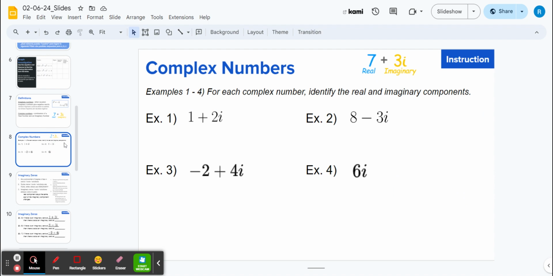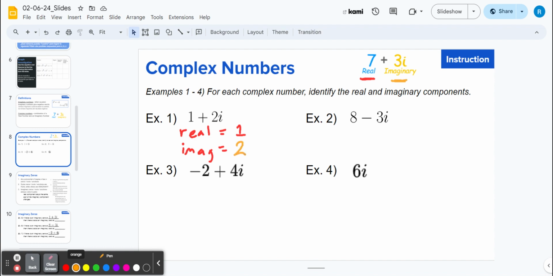Before we apply this to our polynomials, let's examine what these complex numbers look like, really firm up our understanding. So for each of these examples, 1, 2, 3, and 4, there is a real component and there is an imaginary component. All right, so real equals something and imaginary equals something else. If we look at our real component, those are going to be the numbers that don't have any i associated with it. So for example 1, it's 1. But our imaginary component is going to have the i associated with it. So in this case, it's a positive 2.